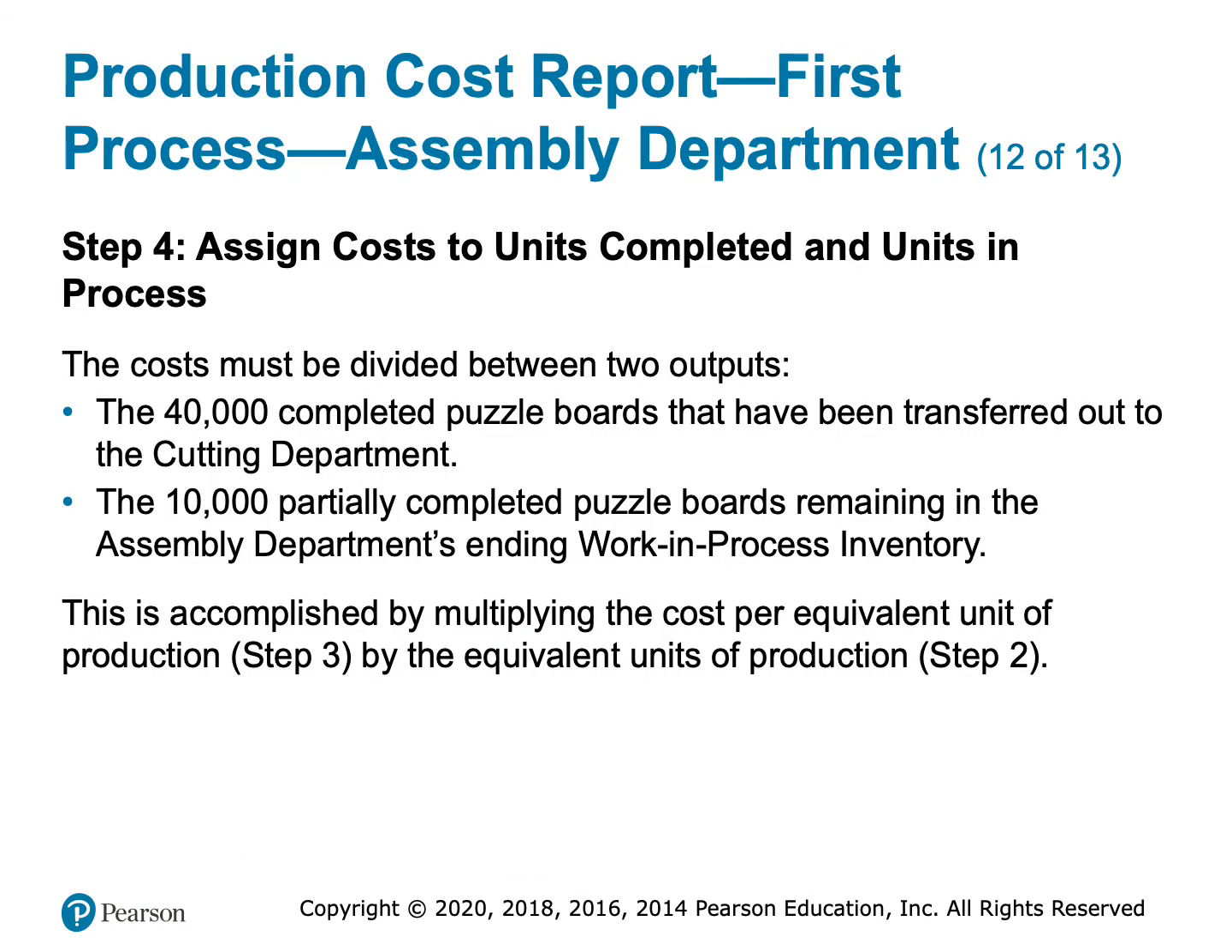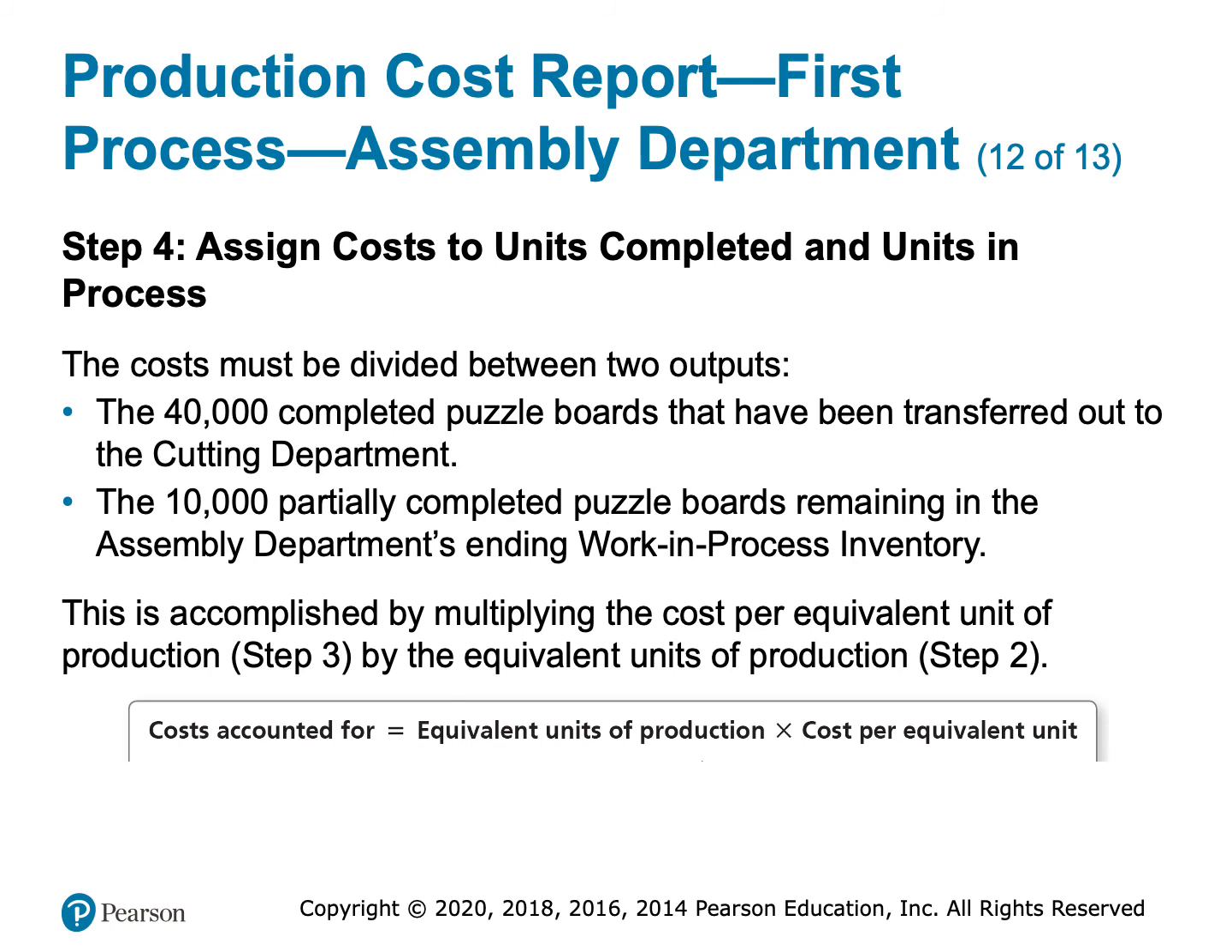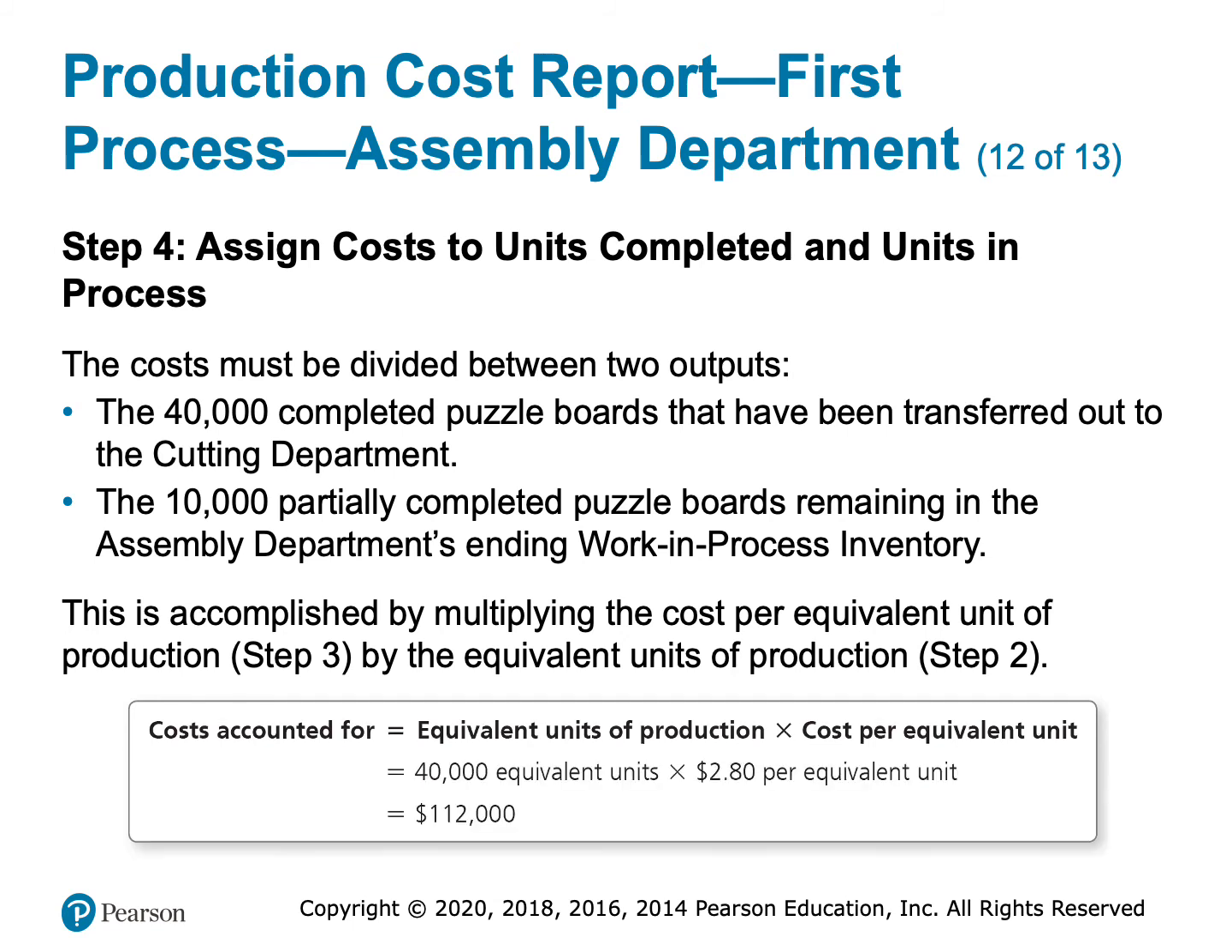So now that we know the cost per unit, we need to assign those costs to the 40,000 units that have been transferred out and the 10,000 units that are still in ending work in process. The equivalent units of production multiplied by the cost per equivalent unit gives us our cost accounted for. So 40,000 equivalent units with respect to materials multiplied by $2.80 per unit for materials gives us materials cost of $112,000. That means the 40,000 units that we transferred out have materials cost of 112,000.